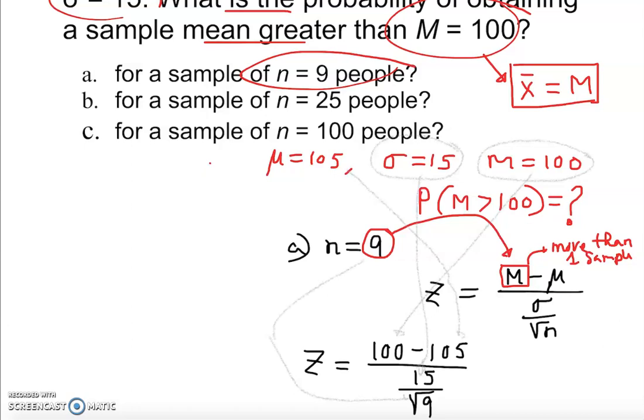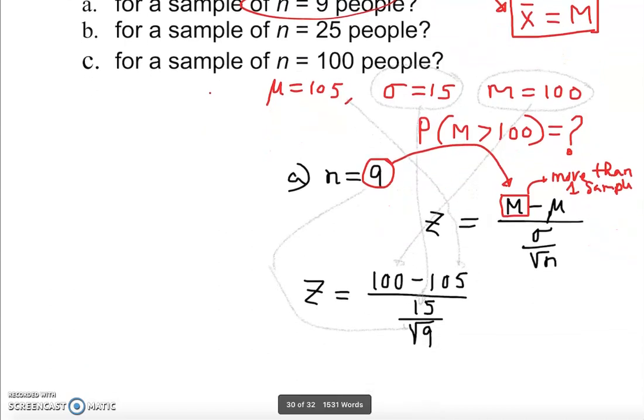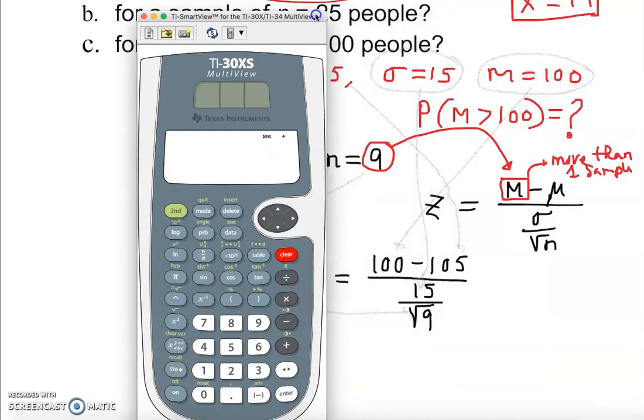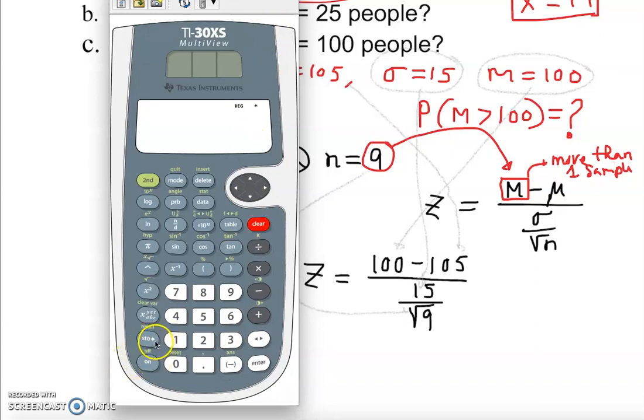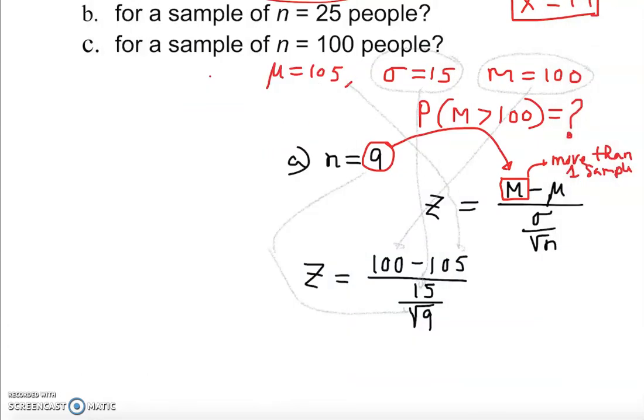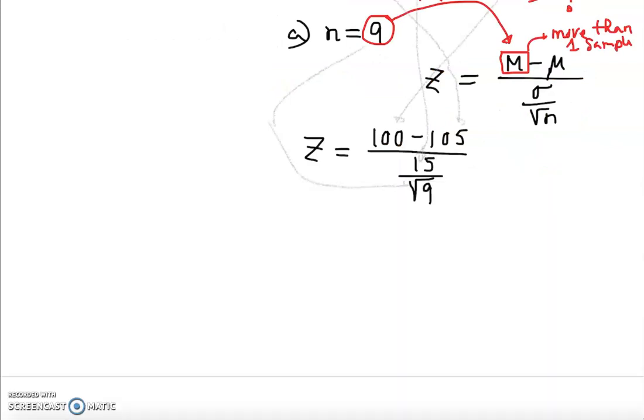Now all we do is use our calculator. Any calculator is going to work. I'm going to put down n over d: 100 minus 105, over 15, n over d again. Then we need the square root, second x squared, 9, enter. So clearly we have -1, equal to -1.00. So the z-score is -1.